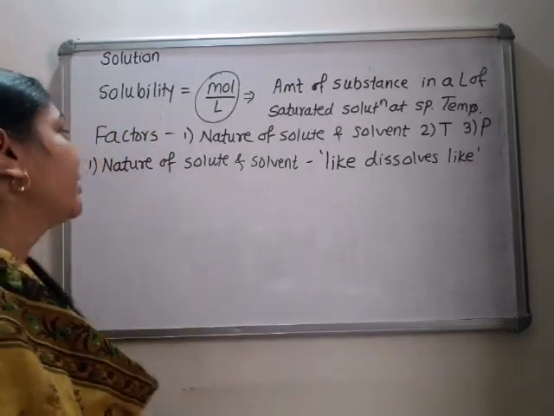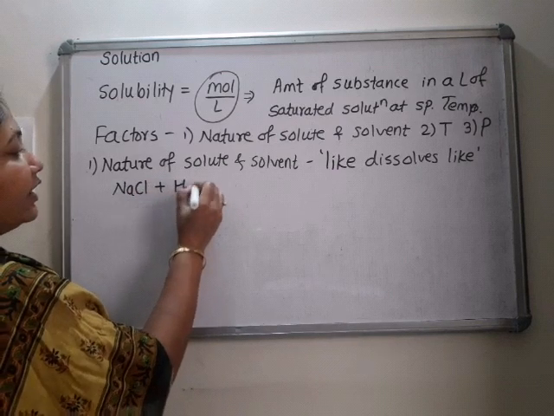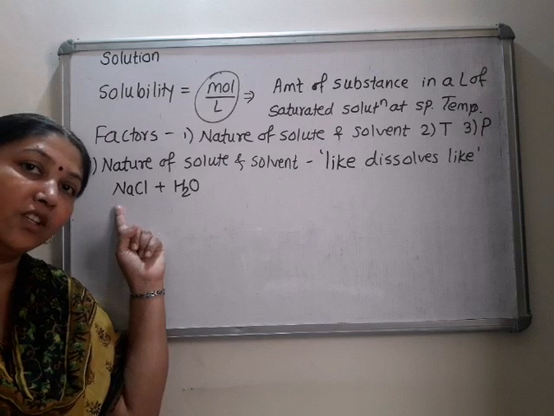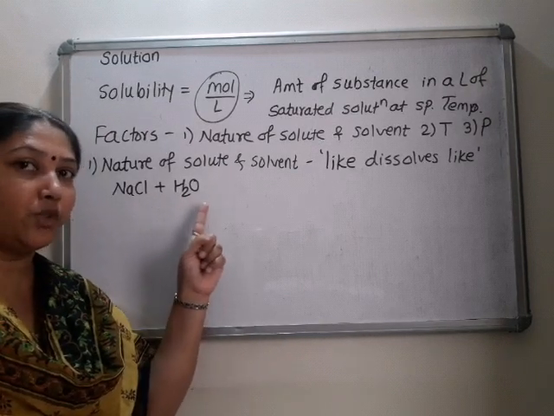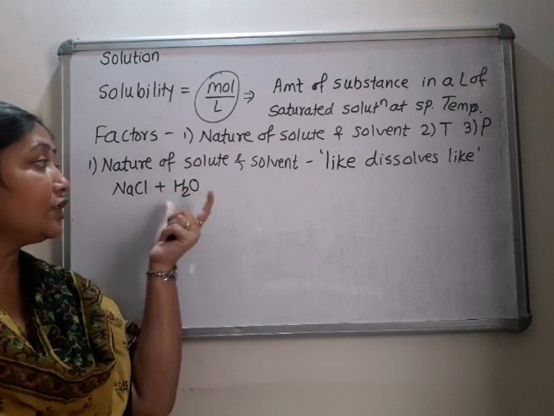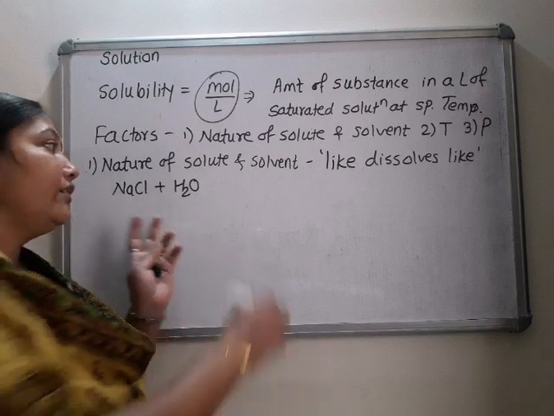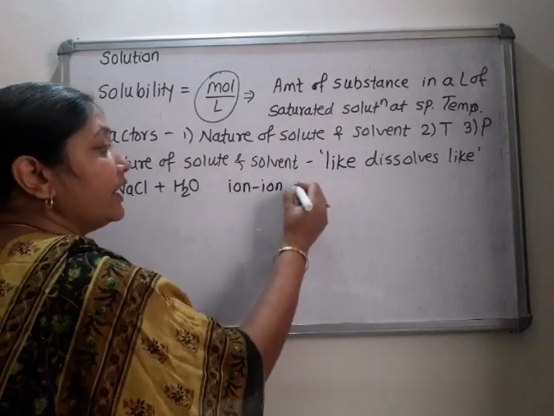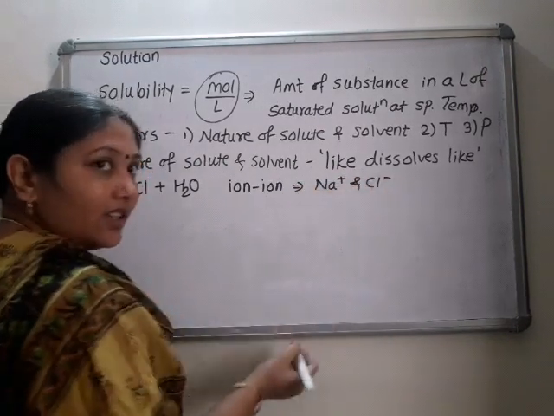For example, NaCl is added in water. NaCl is polar, it has plus and minus charges, Na plus and Cl minus. H2O is polar too, H plus and OH minus, right? So plus and minus ions are there, and different interactions are there. Ion interaction is found between Na plus and Cl minus ions.